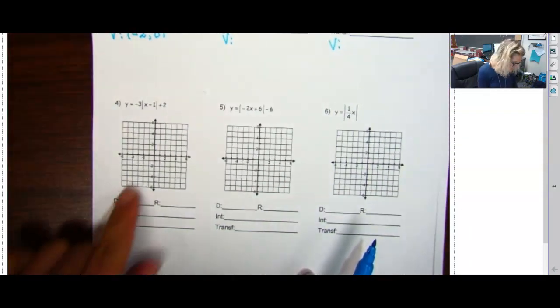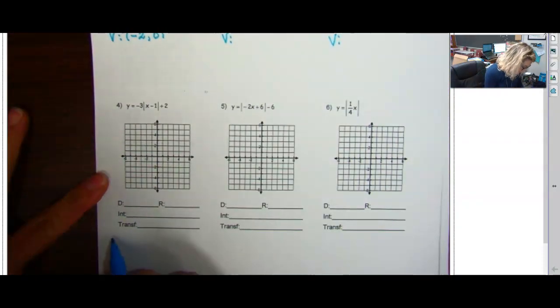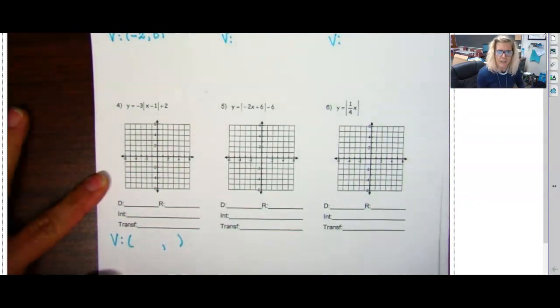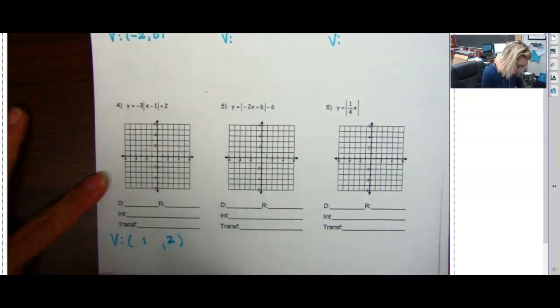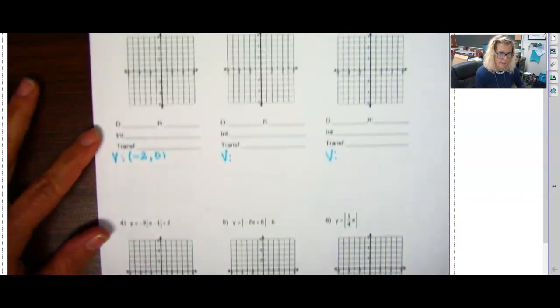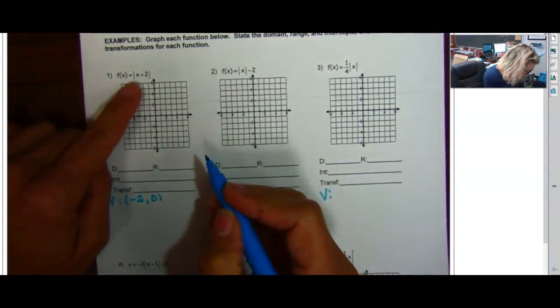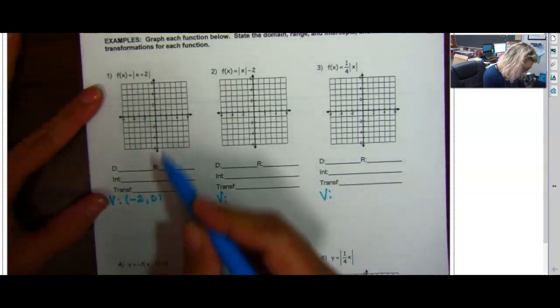So I'm going to actually hop down on number 4 because number 4 actually has something added or subtracted. So if I was going to write the vertex for number 4, I'm just looking at HK, and that is going to be a +1, +2. Okay, so I'm getting ahead of myself. Let's go ahead and go back up to problem 1. So to find this value right here, we're going to start at -2, 0.